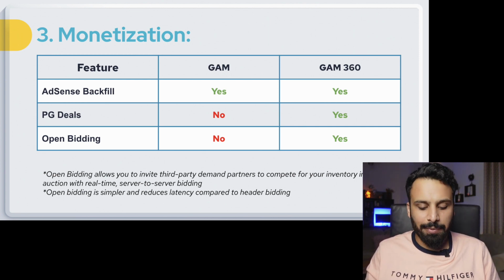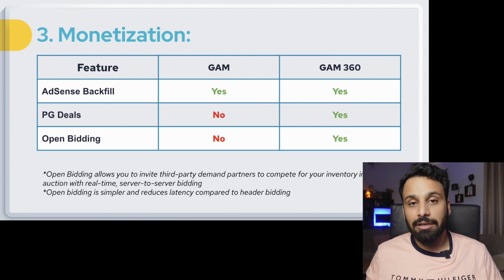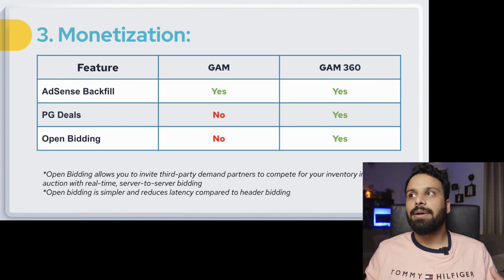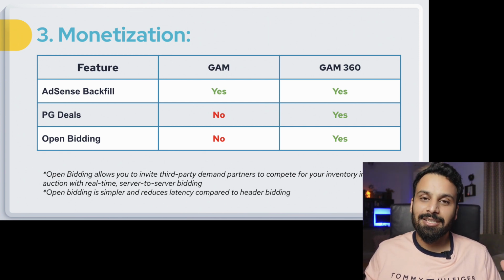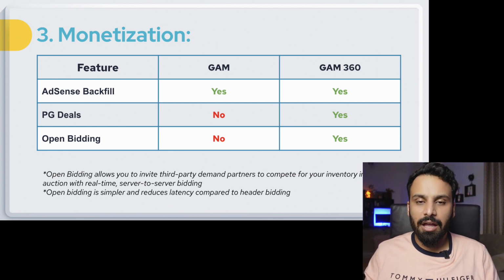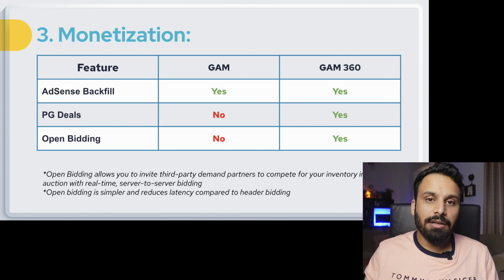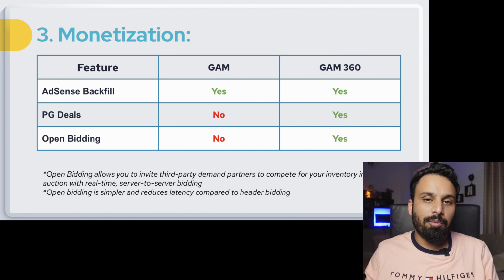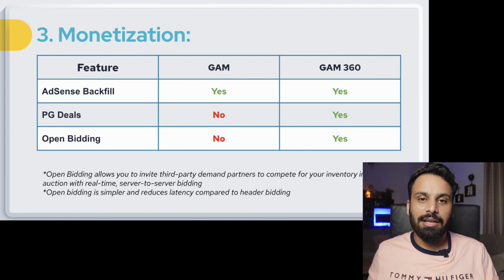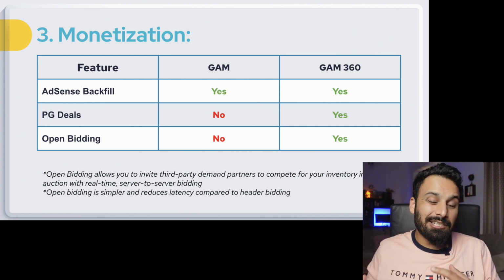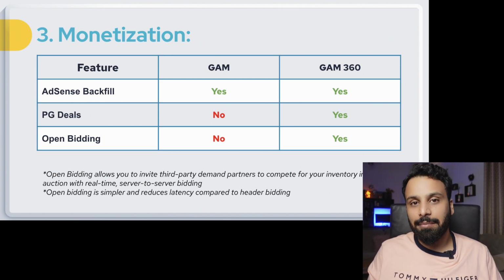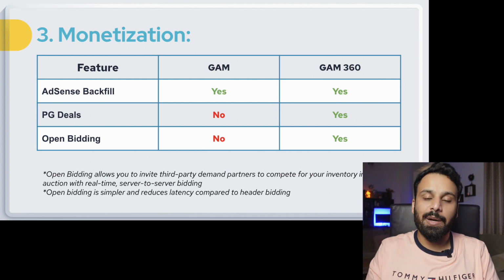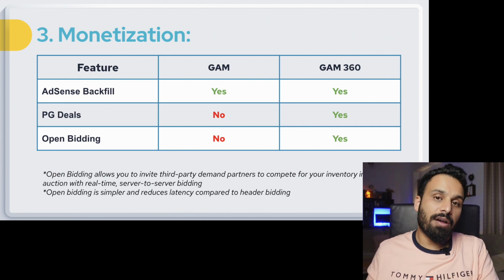Then we are talking about open bidding, which is also not available in Google Ad Manager, but it's available in Google Ad Manager 360. Now, open bidding is like Google's answer to header bidding, which was very popular in the last few years, probably a decade or less. But open bidding is Google's answer to that, where it is not as slow. It does not have latency like header bidding, and header bidding involved a lot of coding and tagging on the pages, but you can do this with normal tags, which you already have on your pages.